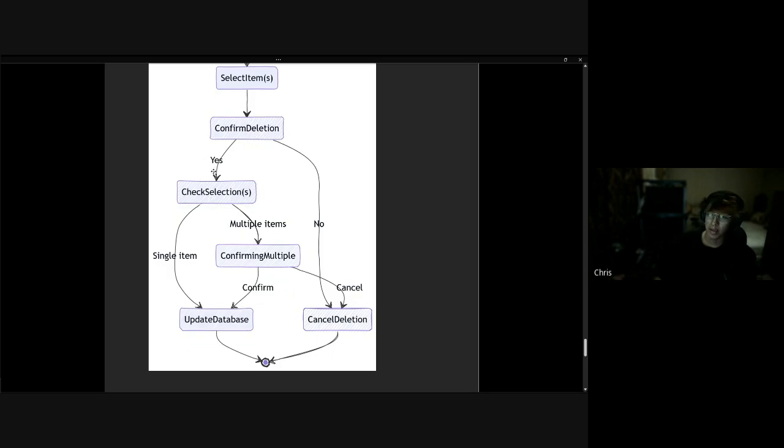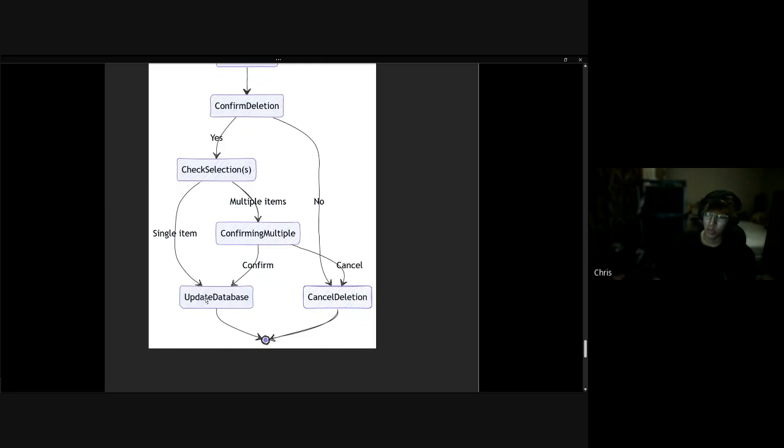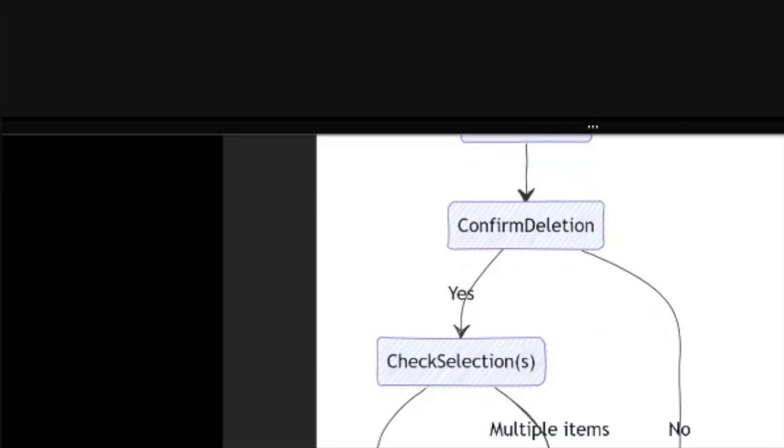However, if they say yes, we're going to check if they have multiple items. If they have a singular item, we can continue with the deletion and update the database. If they have multiple items, we can ask for a second confirmation. And if they confirm this one, we can also update the database. And if they don't confirm it, we can cancel the deletion right there.